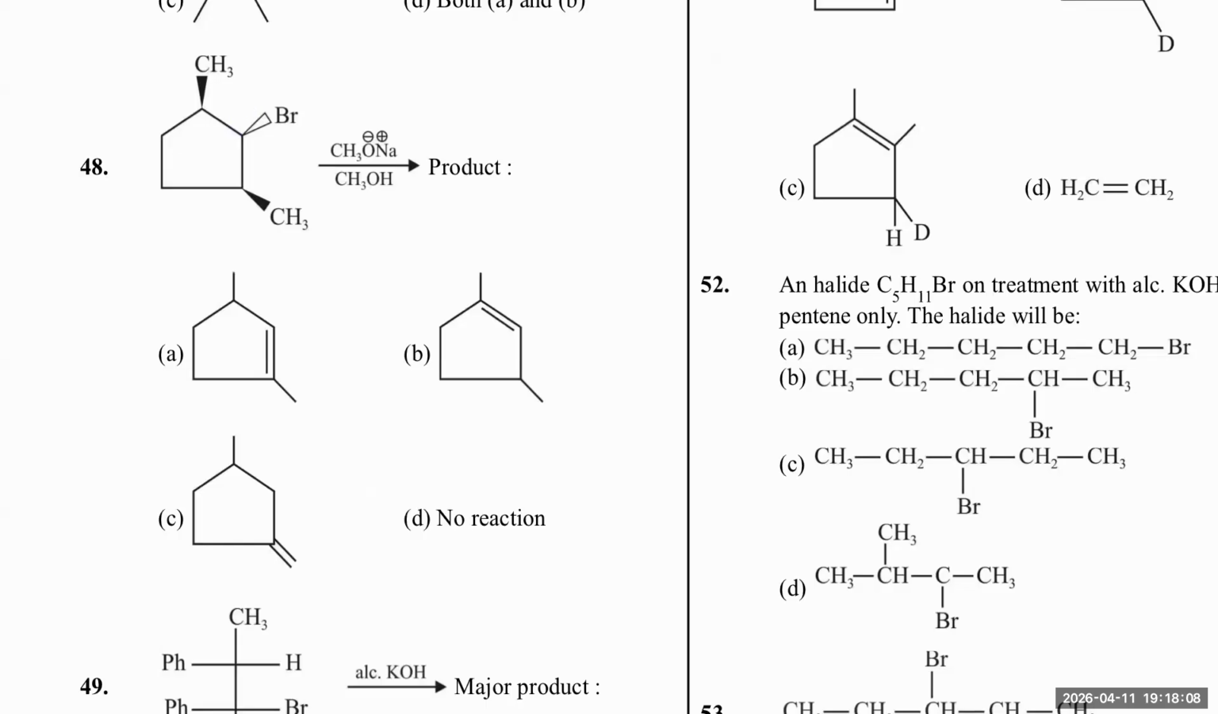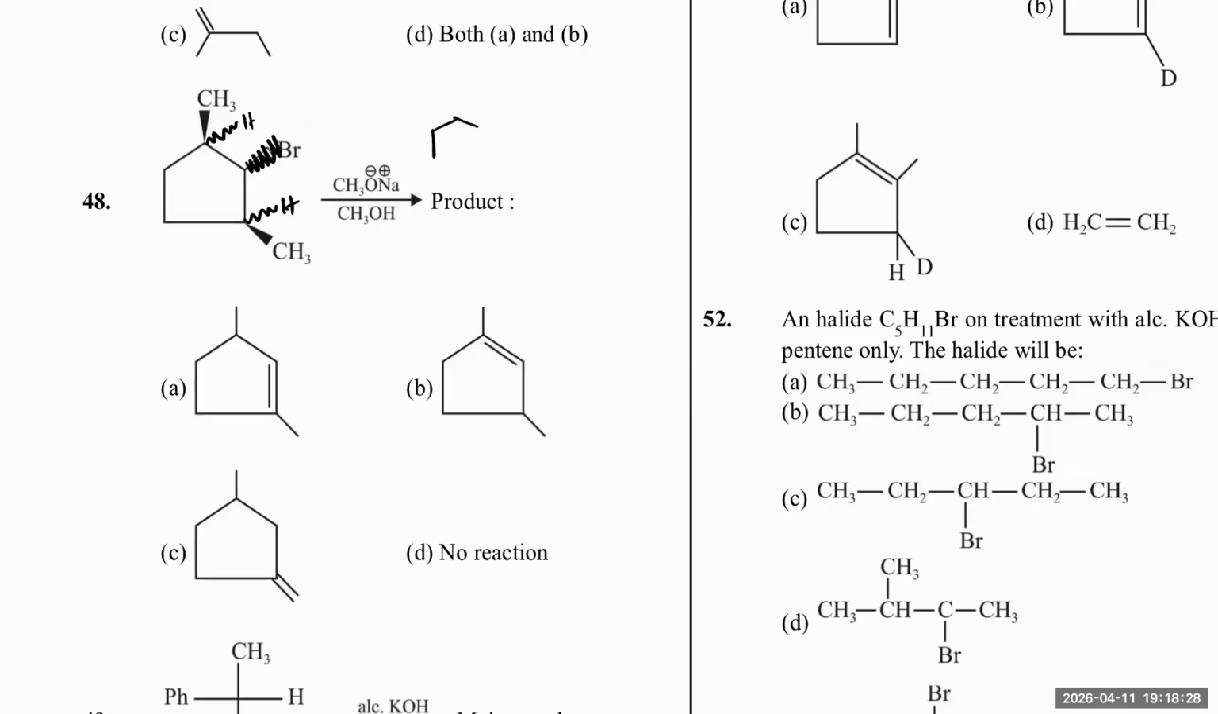Next. Here Br is here. So E2 is not possible for only one reason, because hydrogen is also on the same side. Actually, this is like this. So hydrogen is also on the same side here, hydrogen is also on the same side here. So E2 is not possible. Since E2 is not possible, it will go via the E1 mechanism.